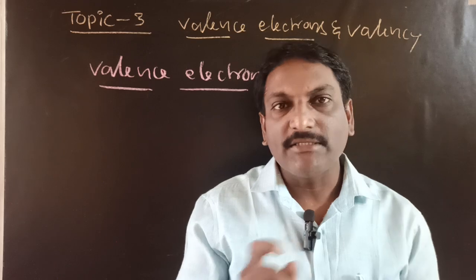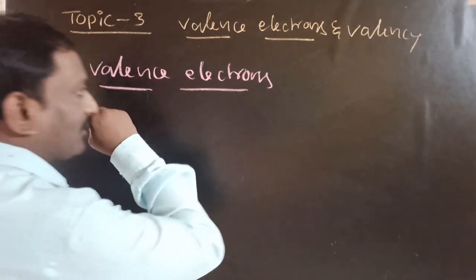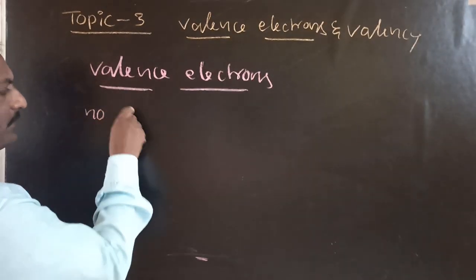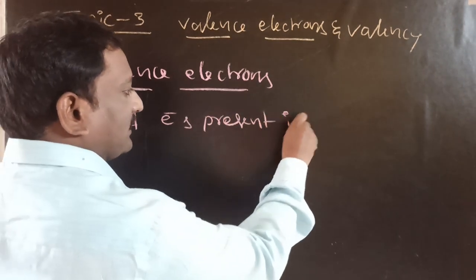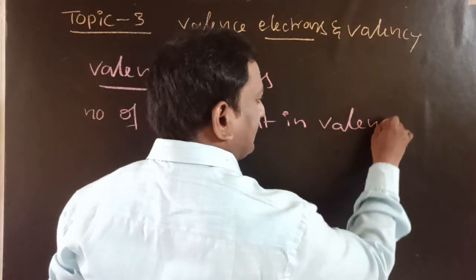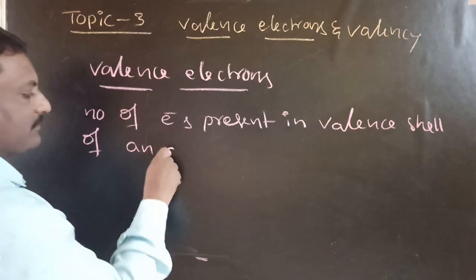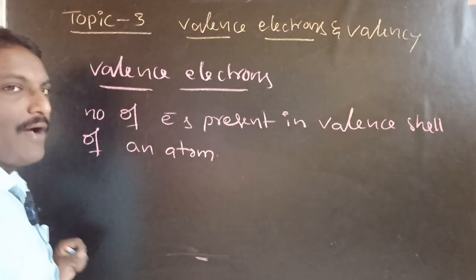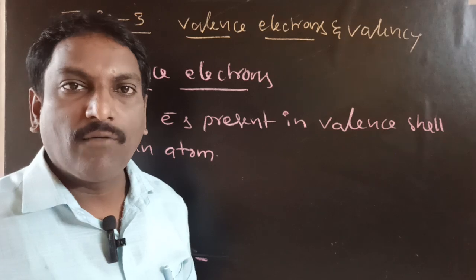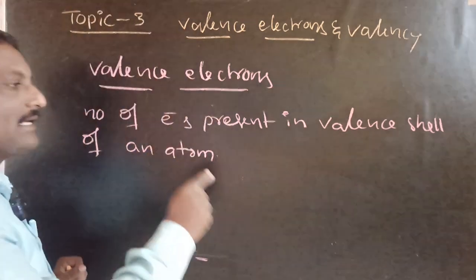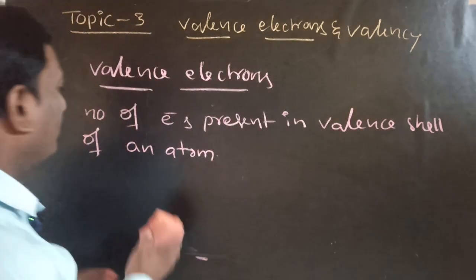The outermost shell of an atom is considered as the valency shell, or instead of that we can say the number of electrons present in the valence shell of an atom. The number of electrons present in the valency shell of an atom is called valency electrons. So let me give a detailed explanation regarding this one.